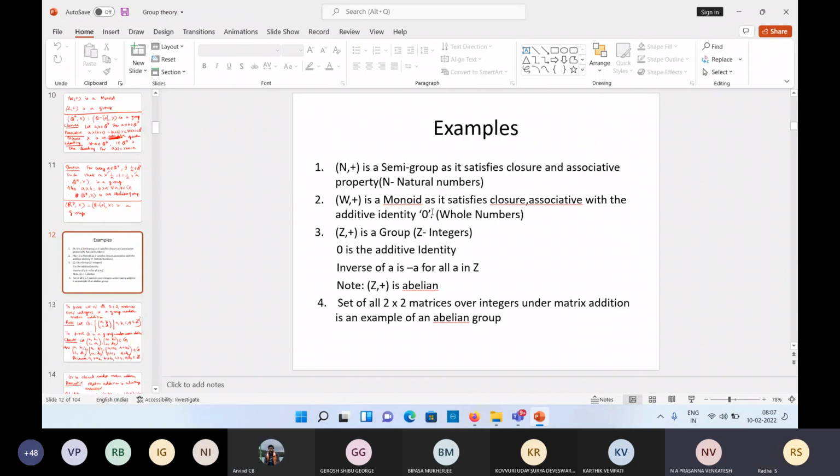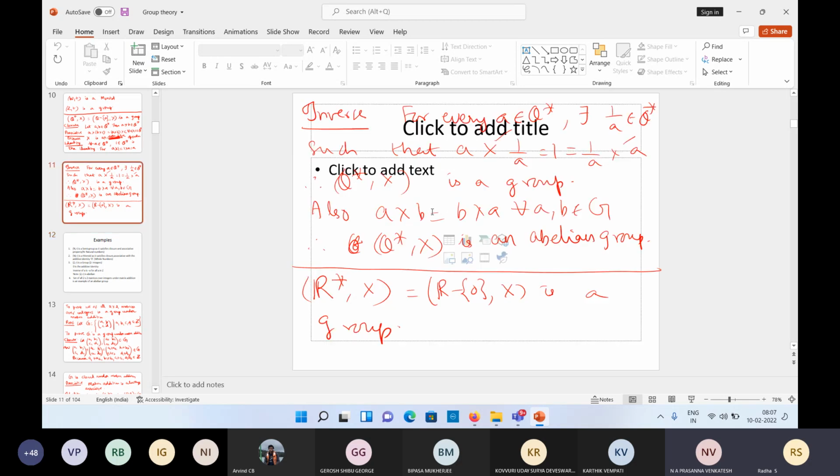I think yesterday we have seen examples for semi-group. What was the example that we saw? Can you please repeat once again? For semi-group, we saw one example, right? Natural numbers under addition is a semi-group. For monoid, whole numbers under addition.